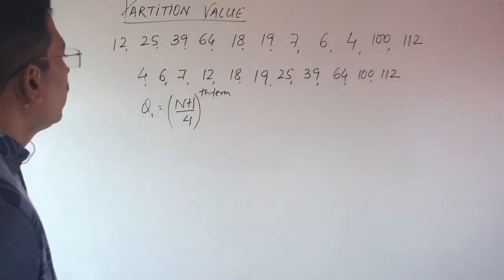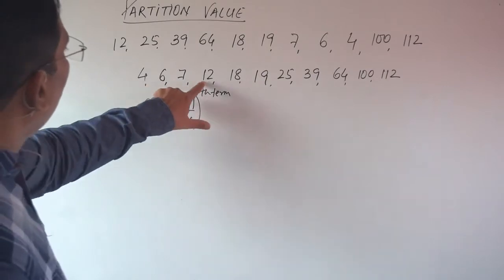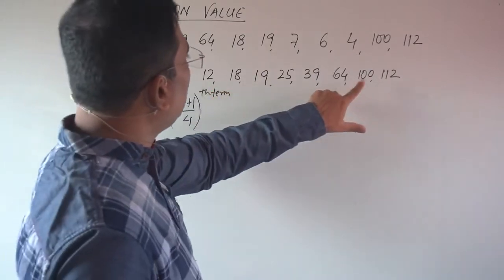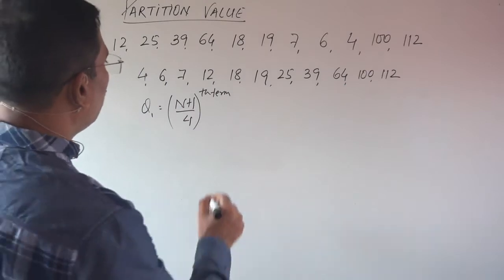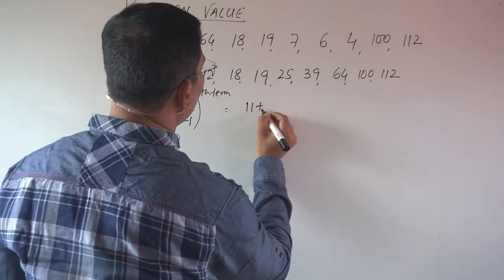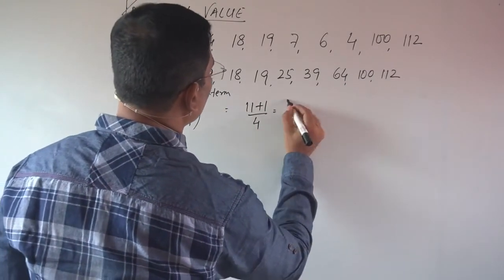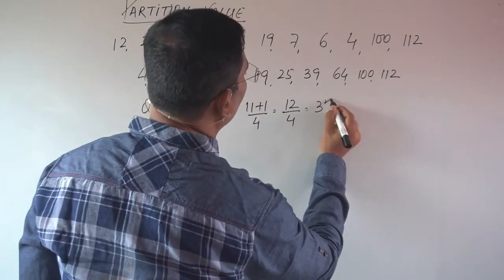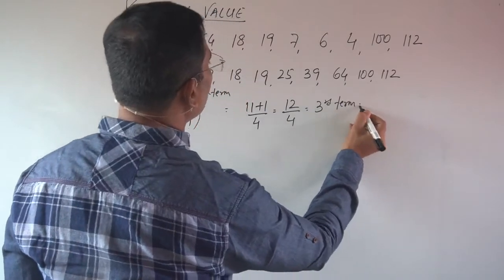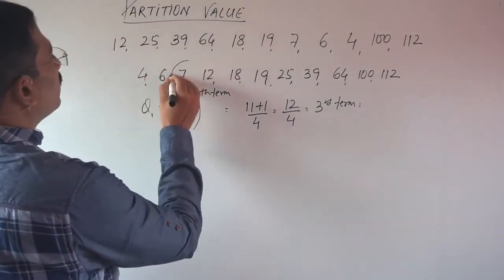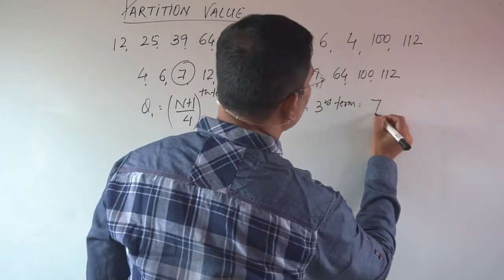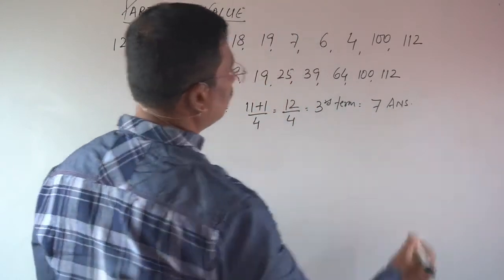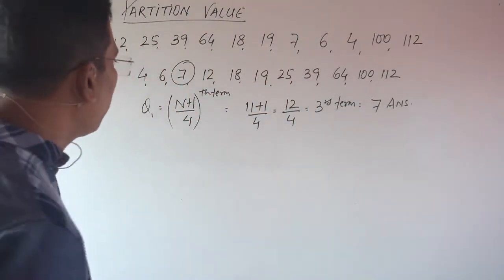Okay. Then what is n? 1, 2, 3, 4, 5, 6, 7, 8, 9, 10, 11 terms are here. So it will be (11 plus 1) upon 4. So this will be 12 upon 4, the third term. So what is the answer? What is the third term? It is 7. So the result is 7. This is the answer. I think this is very simple.